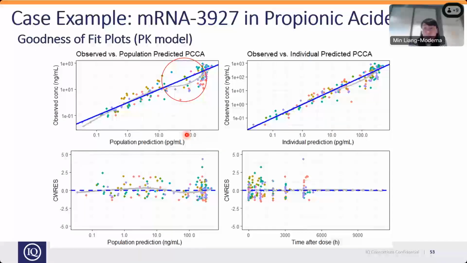Here's the goodness of fit of the mRNA PK model. As you can see, the population predicted PCCA mRNA is not well described at the second peak, the local maximum we observed after end of infusion. Please note that the ongoing clinical study has patient ages ranging from 1 to 26 years old, and our infusion time also varies based on dose level, right now between 1 and 4 hours to minimize infusion-related reactions. So with the modified PK model, including the LNP redistribution compartment, the individual predictions are well captured.